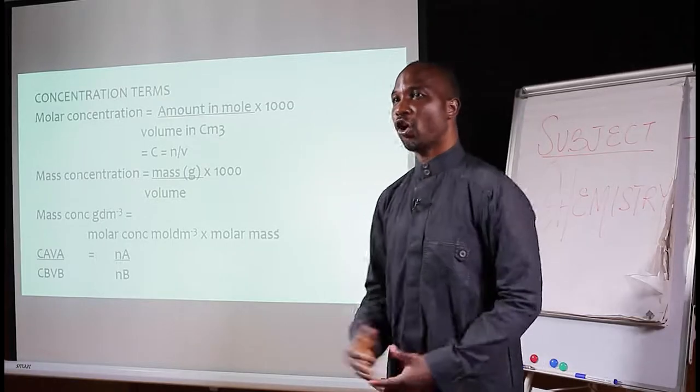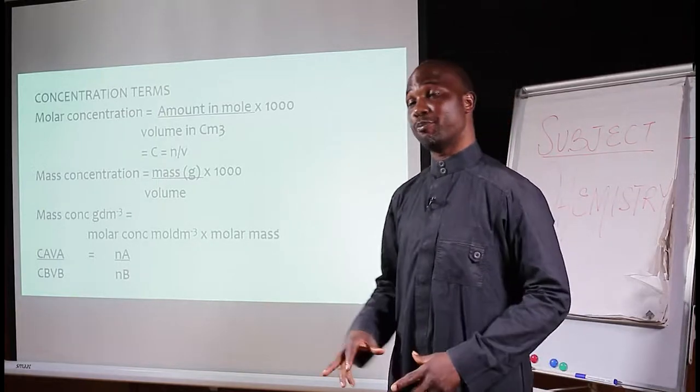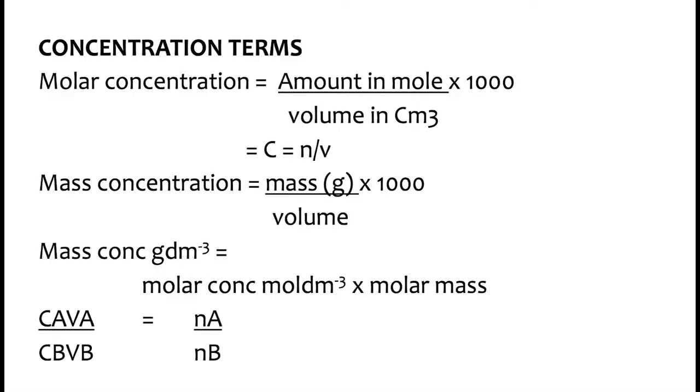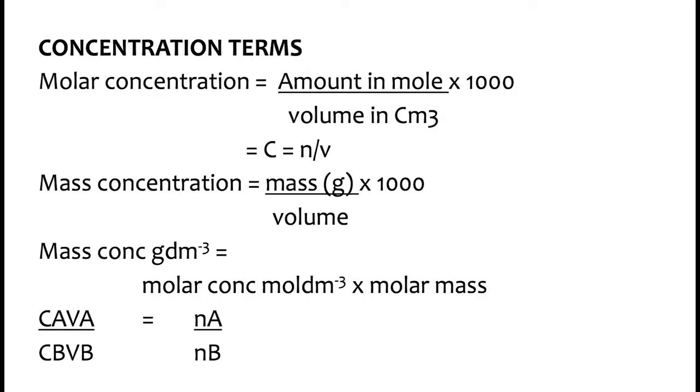We'll be looking at the concentration terms like I mentioned in my previous lesson. Just a recap. We say molar concentration is amount in moles over volume in centimeter cube times 1000. Remember, I did say that the 1000 is a factor that converts centimeter cube to decimeter cube, such that concentration, which is capital letter C, is equal to amount in moles, small letter n, over volume in dm cube. The other one is mass concentration, which is equal to mass in grams over volume in centimeter cube times 1000.